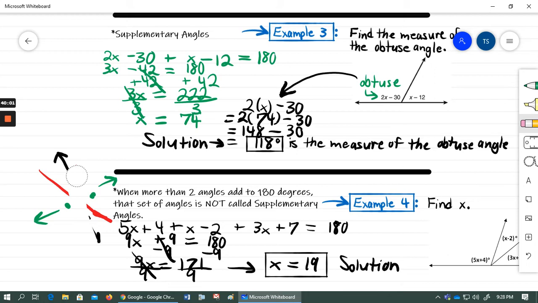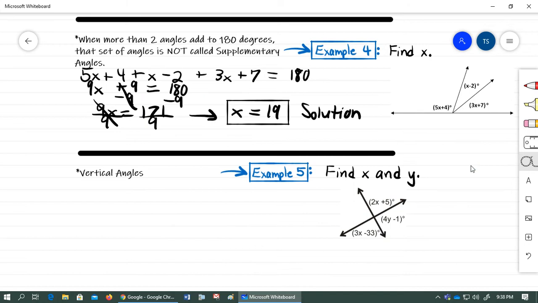All right, let's try to erase that without erasing the wrong stuff, y'all. Okay, there we go. Awesome, big eraser. All right, we're going to look at our next example with vertical angles.